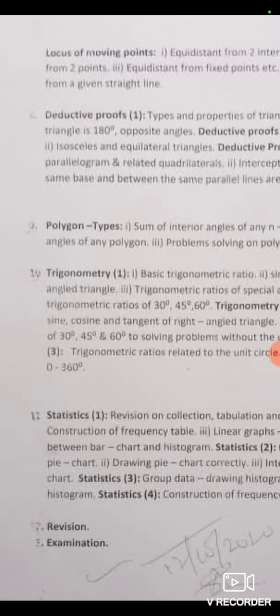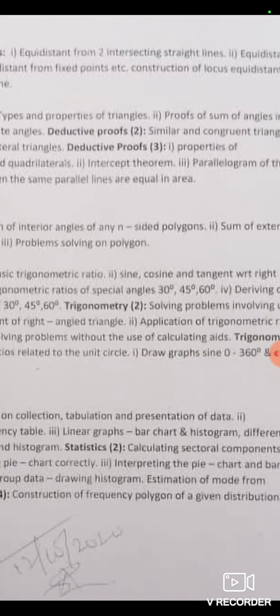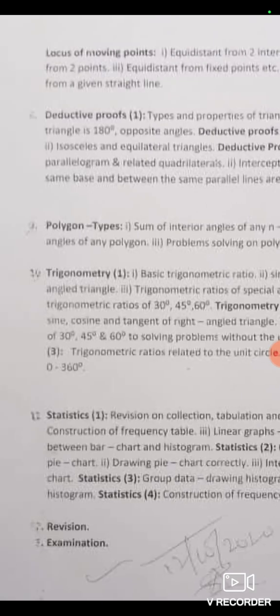Then the next week that follows, we'll be looking at trigonometry, so basic trigonometry ratio. So get your four-figure table because we'll be looking at sine, cosine, and tangents with the right angle triangle, and the rest of them. Then in the 12th week, we'll be looking at statistics.